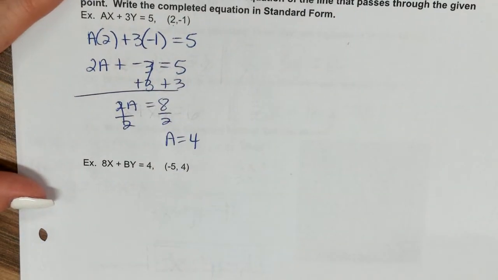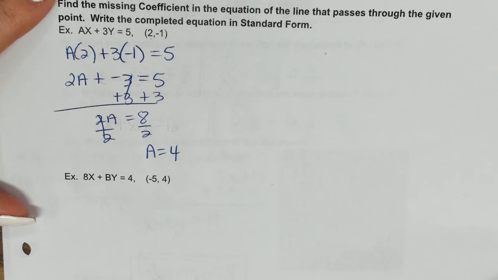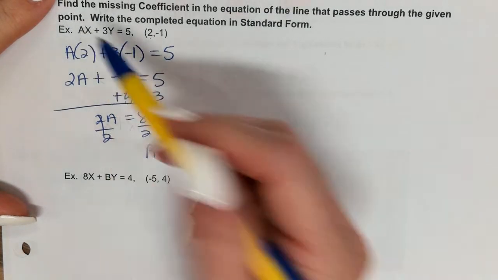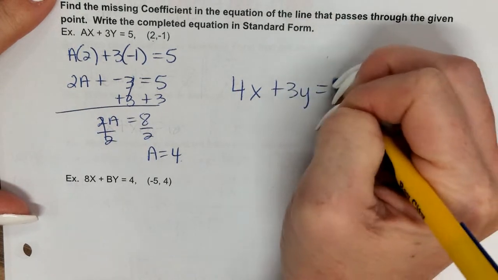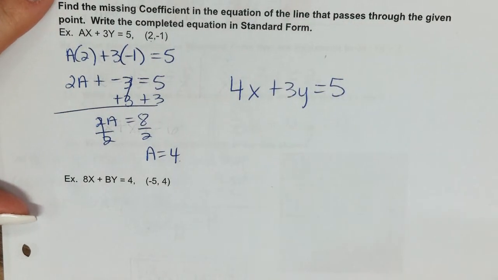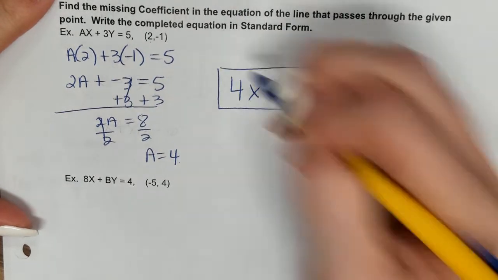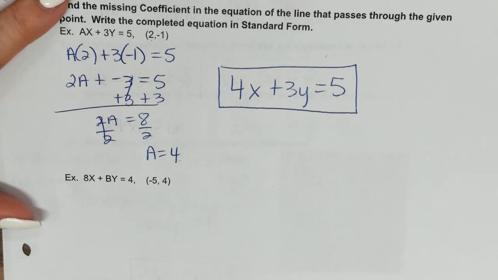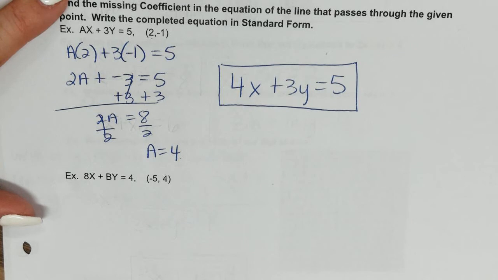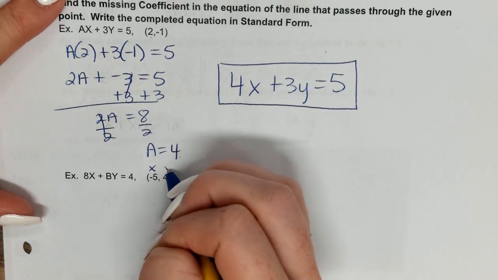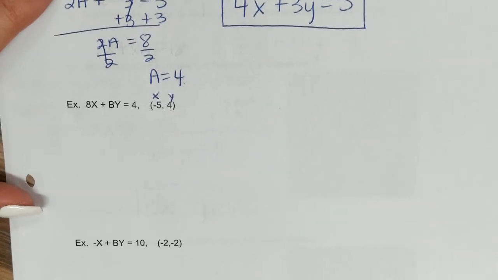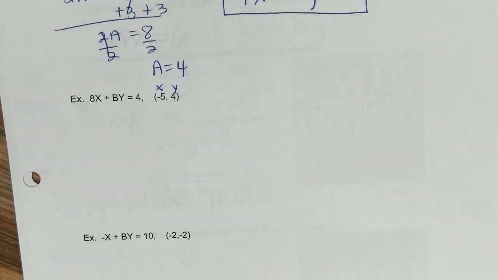All right, now can I write my equation? I'm just going to put in the 4 for the a. 4x plus 3y equals 5. Is it in correct form? Yes, I'm done. Try the next one on your own. Remember, you're plugging in the negative 5 for x, the 4 for y. So this time, are you solving for a or are you solving for b? You're solving for b.